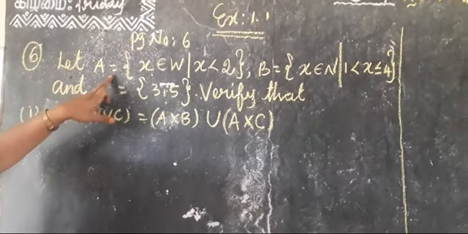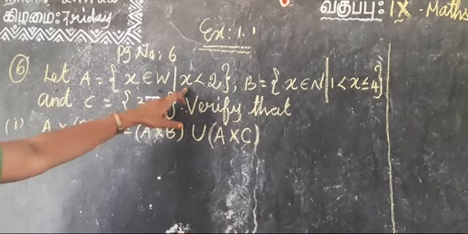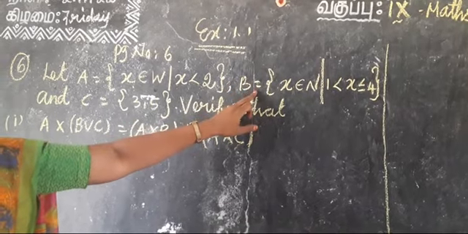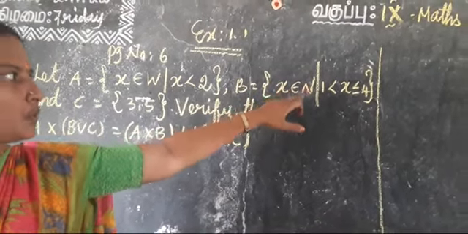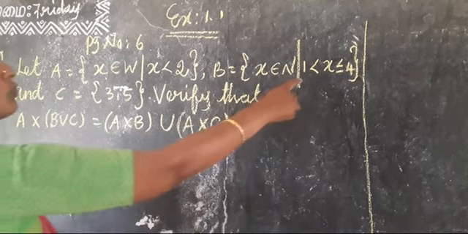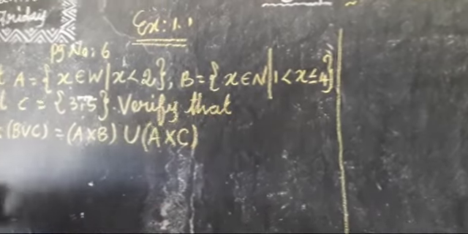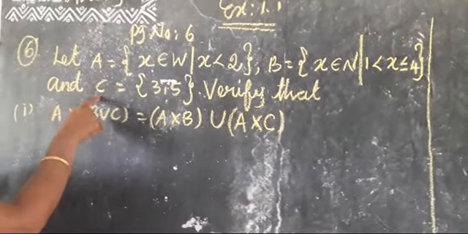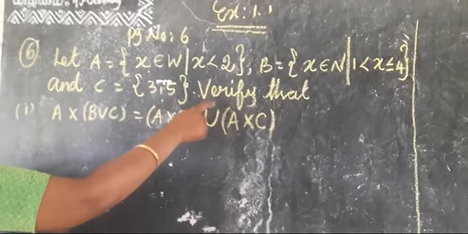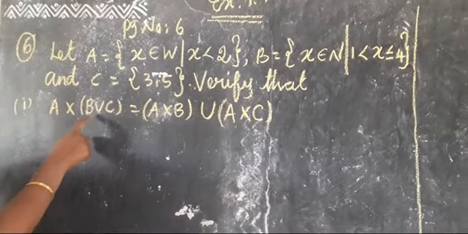Let A be the set of x belongs to W such that x is less than 2, and then B set is equal to x belongs to N such that 1 is less than x less than or equal to 4, and then C set is equal to {3, 5}. Which one do we want to find out? Verify that A cross (B union C).